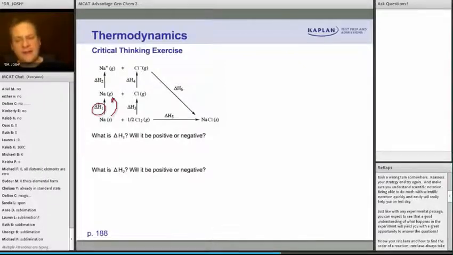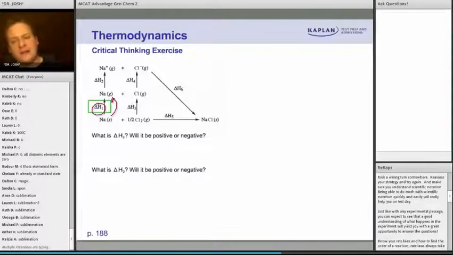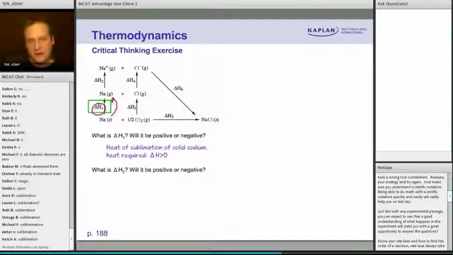Now, delta H1. Notice we're going from solid to gas. If you're going from solid to gas, what would you call that heat? Heat of what? Yeah, that's heat of sublimation. And note, it's going to be endothermic. You have to add heat to make the solid become a gas. We can think about trying to vaporize an ice cube. Got to add some heat to it.